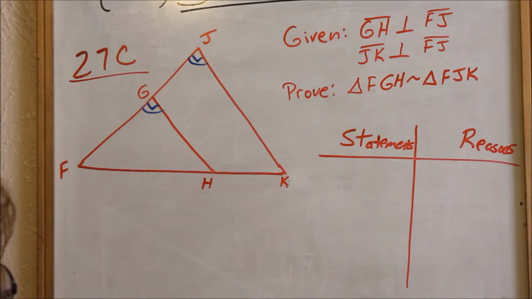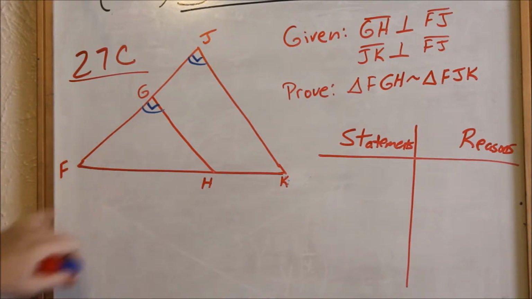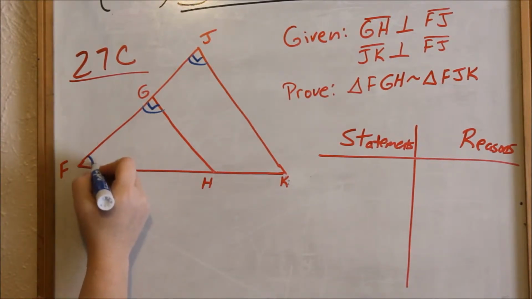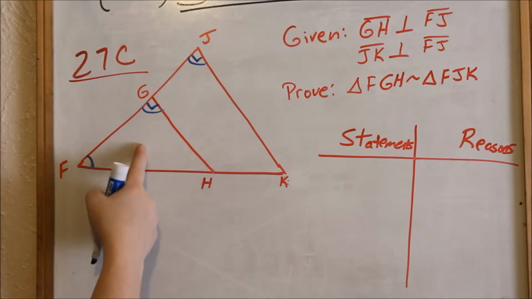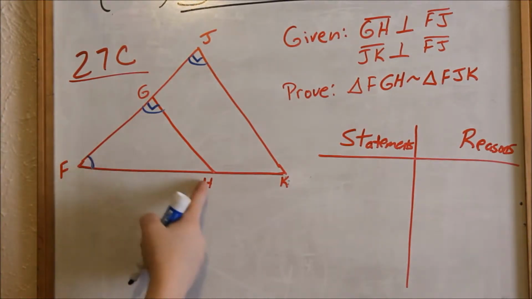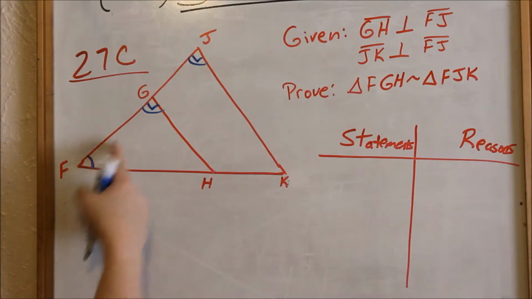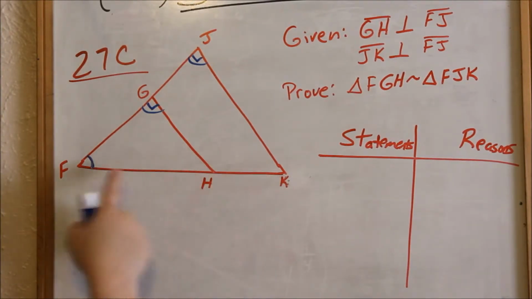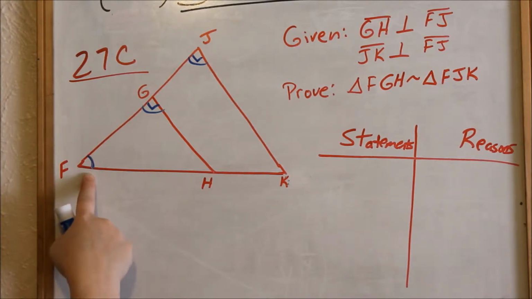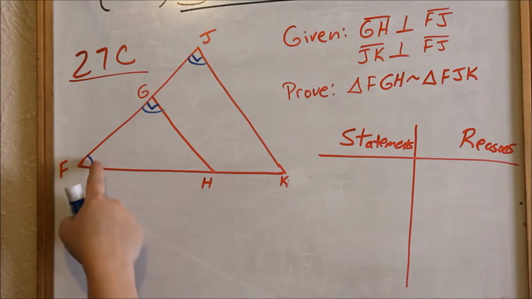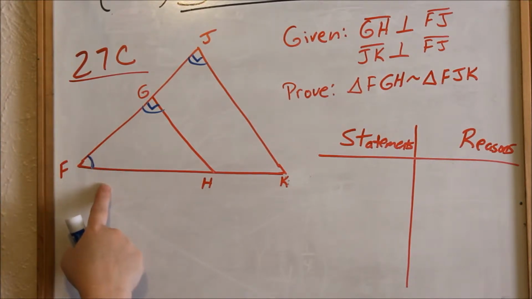So I have to look in the picture at one more thing that I know in the picture. This angle right here is shared by both triangles. In the small triangle, GFH. In the large triangle, JFK. This is the reflexive property because the angle is shared by both triangles. And now that I have proved that two angles are congruent within these triangles, I can say they're similar.